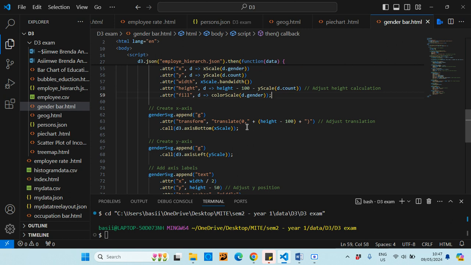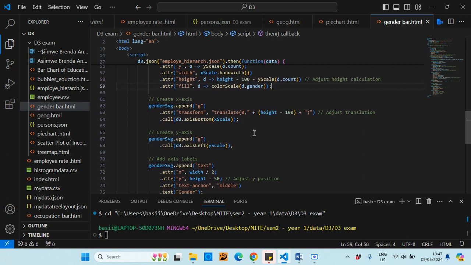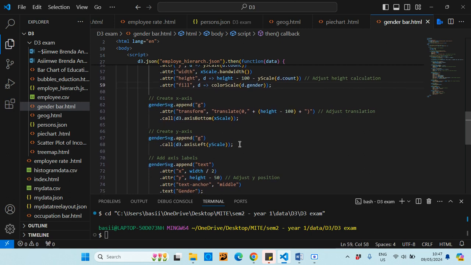Here we end up creating the x and y axis, where the x axis, the label, is basically put at the bottom of the chart, and then the y axis, which is here.